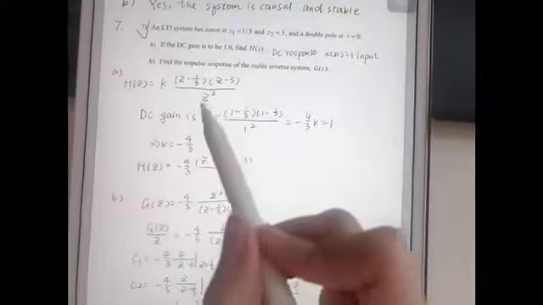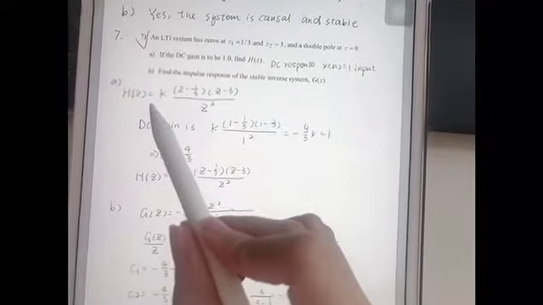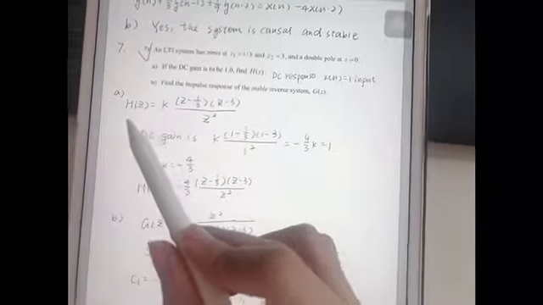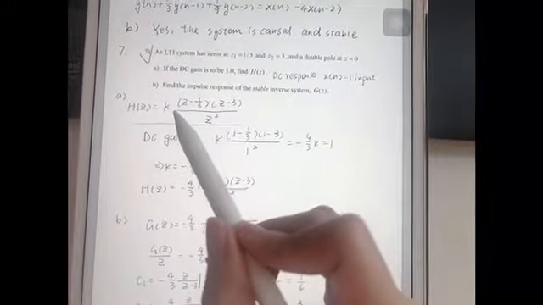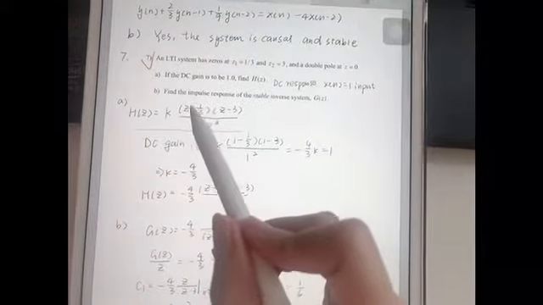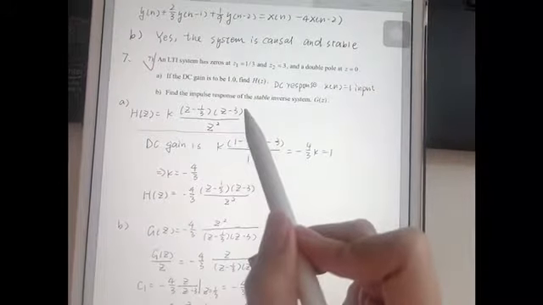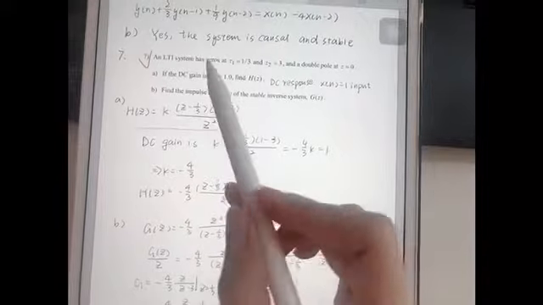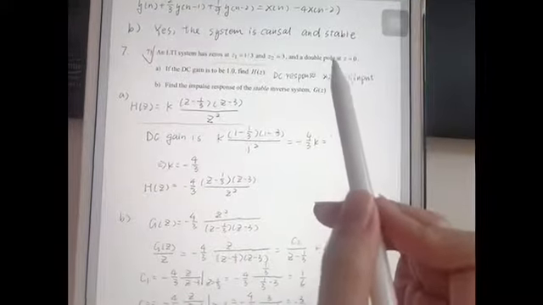So firstly we can write the basic expression of H(z) in this form. That is k multiplied by (z minus z1)(z minus z2) over (z minus z0) squared. The upside of this is based on the zeros, and the downside is based on the poles.